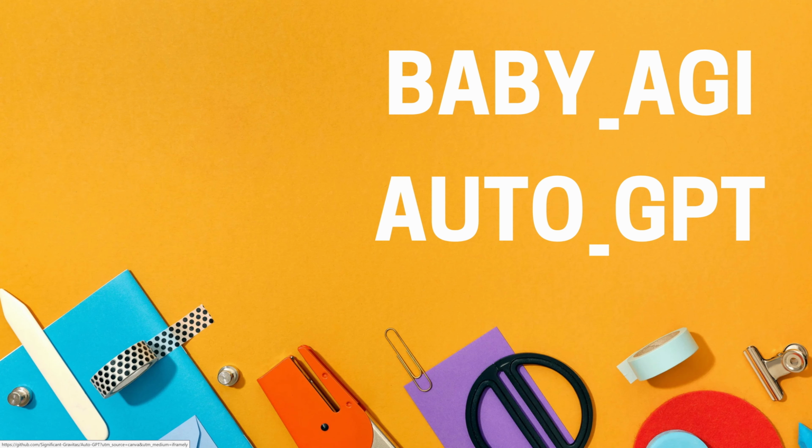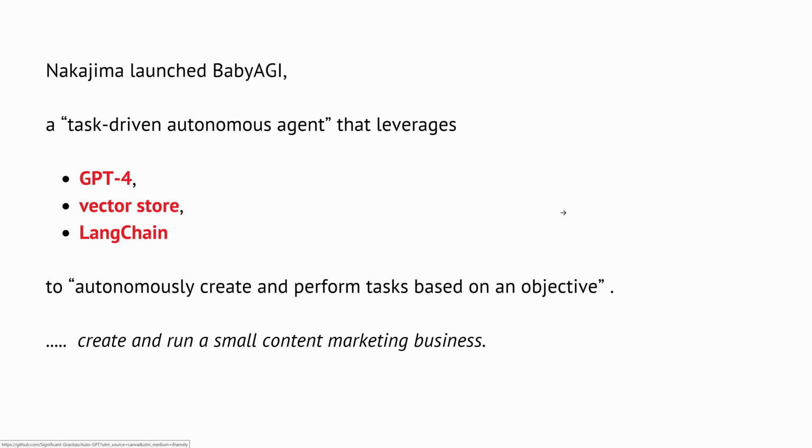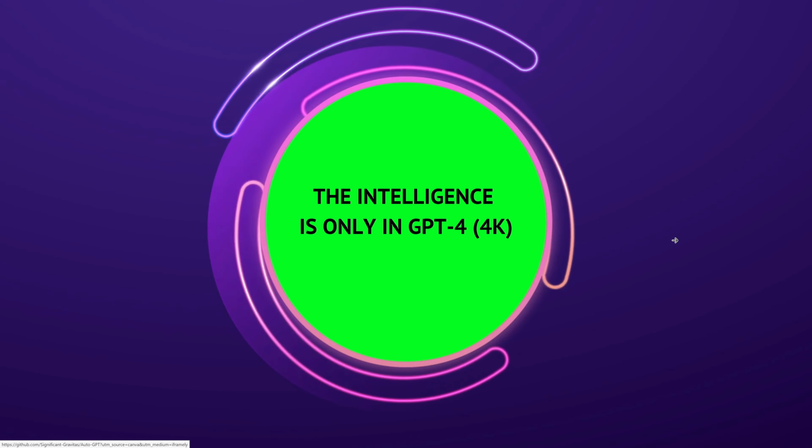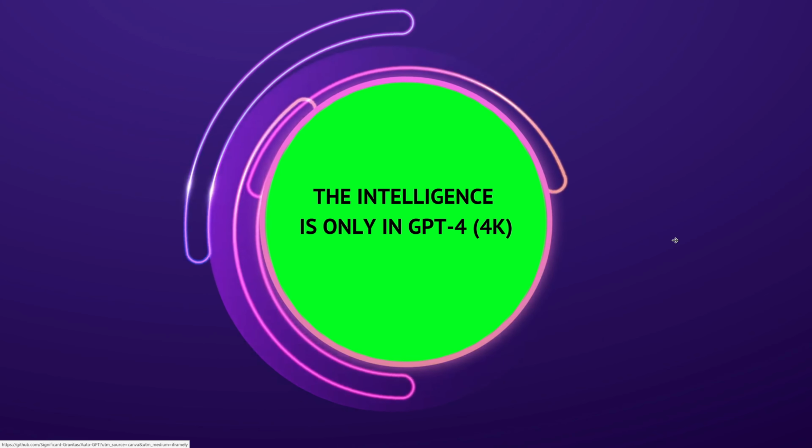Beautiful. Next object, BabyAGI. There's a reason I put it second. Although BabyAGI is taking Silicon Valley by storm, so okay. So what is it? It is very similar. It is a task-driven autonomous agent. We have our key players. We have GPT-4. We have again a vector store, a vector database, cosine similarity. But now we have a LangChain interface functionality with a task to autonomously create and perform tasks based on an objective. Sounds familiar, not? For example, the objective might be create and run a small content marketing business. Let me tell you, the intelligence always is only in GPT-4 with its 4K token length.